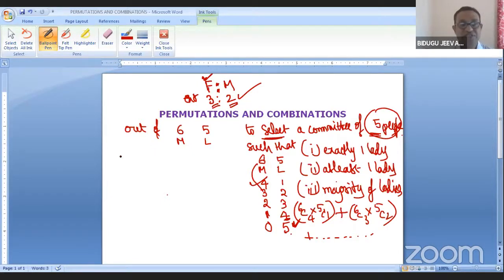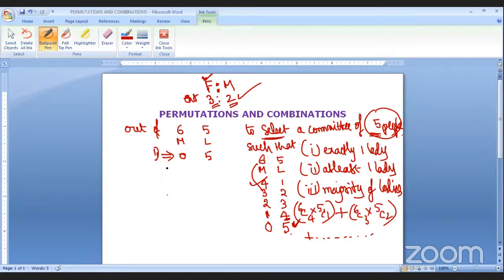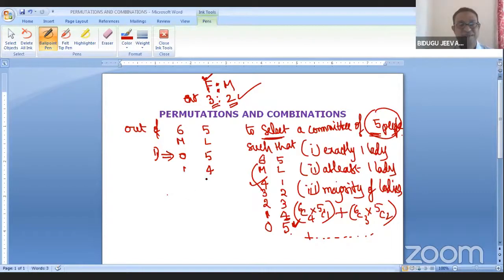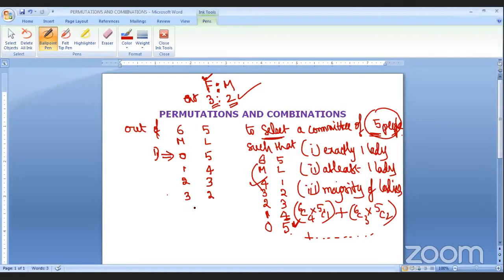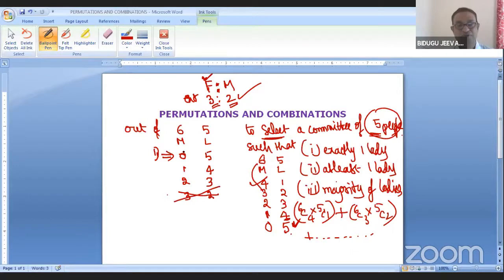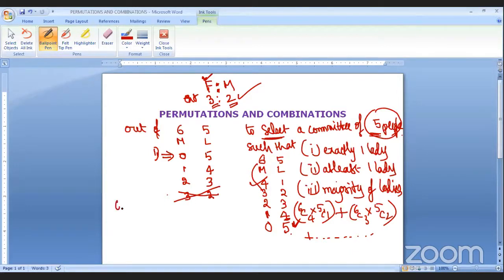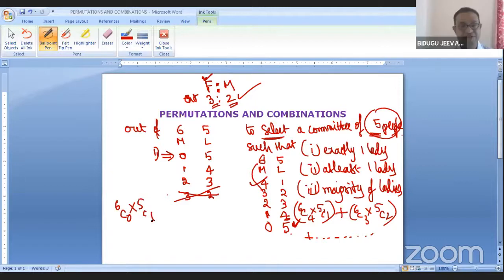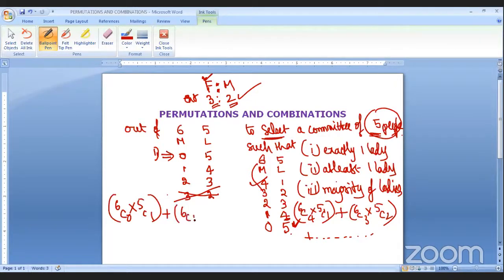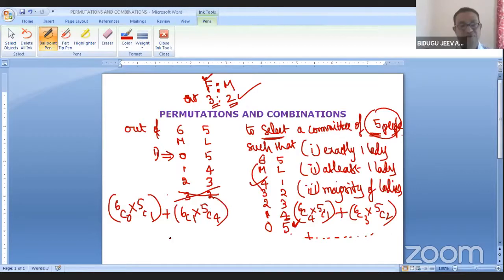Now, see here, majority of ladies. Shall I take 5 and 0 here? Yes. Shall I take like this, the last one? No, sir, because majority goes to men. So it is 6C0 into 5C5, or 6C1 into 5C4, or 6C2 into 5C3. If you simplify, you get the answer.